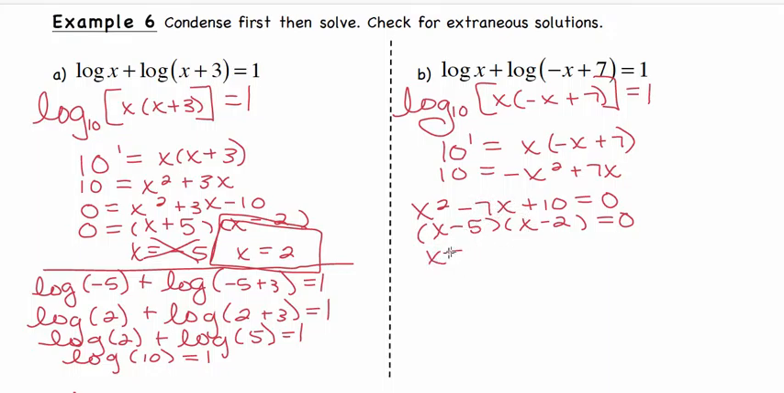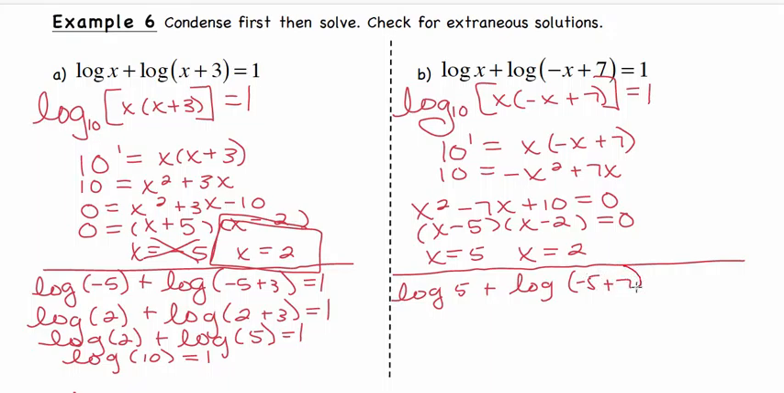And let's go ahead and solve our factors for 0. And we're going to test our solutions by plugging back into the original. So I have log of 5 plus log of negative 5 plus 7 equals 1. And then you can put this in your calculator if you want to, or you can just solve it by hand.